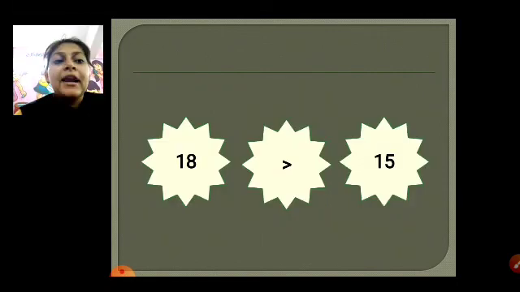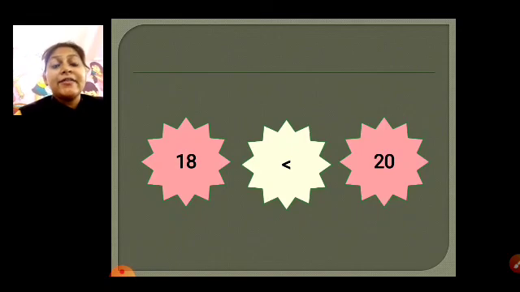Here is the number 18 and 15. So 18 is the bigger number, right? 18 chocolates ज़्यादा है या 15? Yes, 18. So crocodile eats the 18 number, right? Same way, here is the number 18 and 20, but 20 is the bigger number, right? So crocodile eats 20 number. So he opens his mouth on the bigger number side.